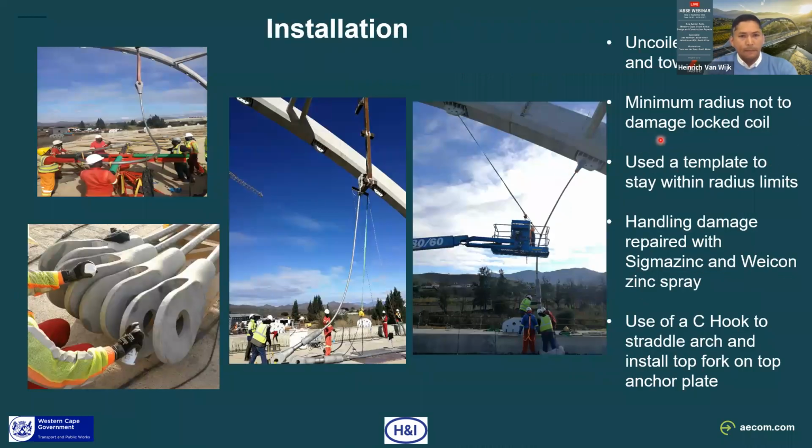And then on the installation, there are just a few photos of the installation. When the cables eventually arrived on site, the contractor came up with a C-hook to install the cables under the arch, as you can see in the photo over here. So the tower crane lifted this cable with a C-hook, and we also had to be very careful with how we handle the cable so that you don't bend the cable unnecessarily. And they used a template to make sure that it stays within the radius limits.